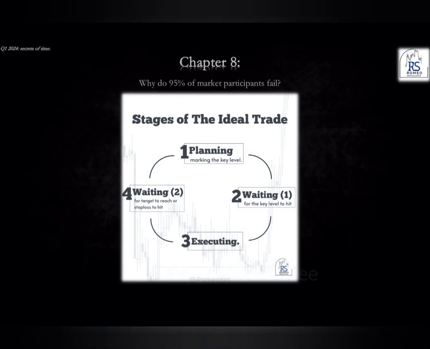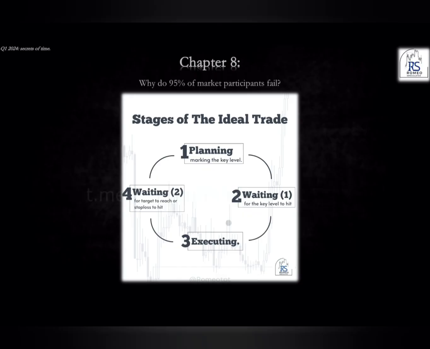Next up is an image of the stages of the ideal trade. Planning, marking the key level, waiting for the level to hit, executing, and waiting. As you can see, waiting constitutes more than 50% of the time spent framing a trade, right? Planning is also a large portion. Executing is a couple of seconds. Enter, press the button, exit the application or the website.